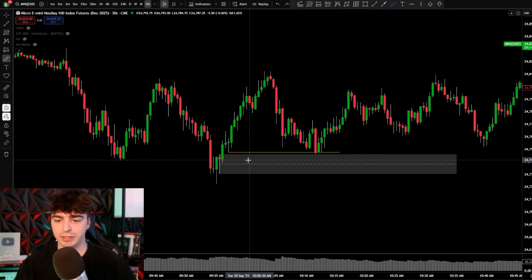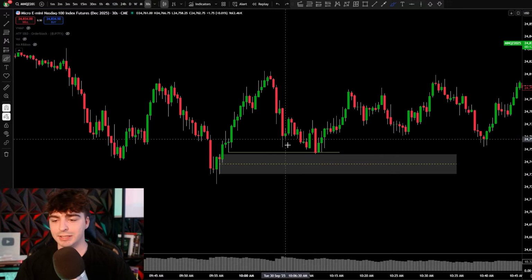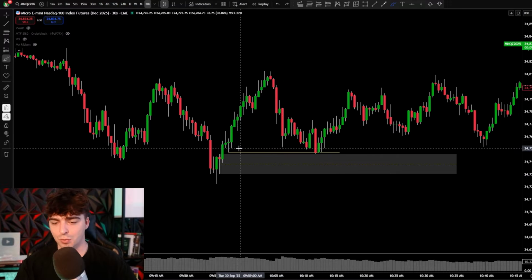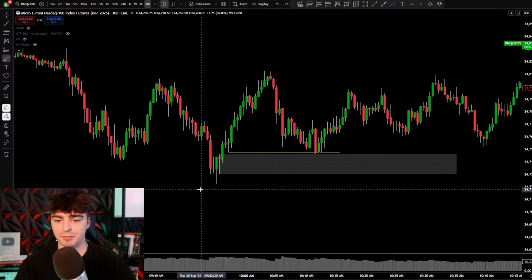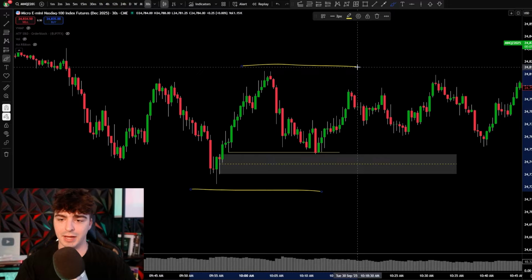Now, we don't want to just trade order blocks blind. We also want to use liquidity. What is liquidity? It's basically retail traders' stop losses. Where do retail traders put their stop losses? They put them below lows and above highs, okay?